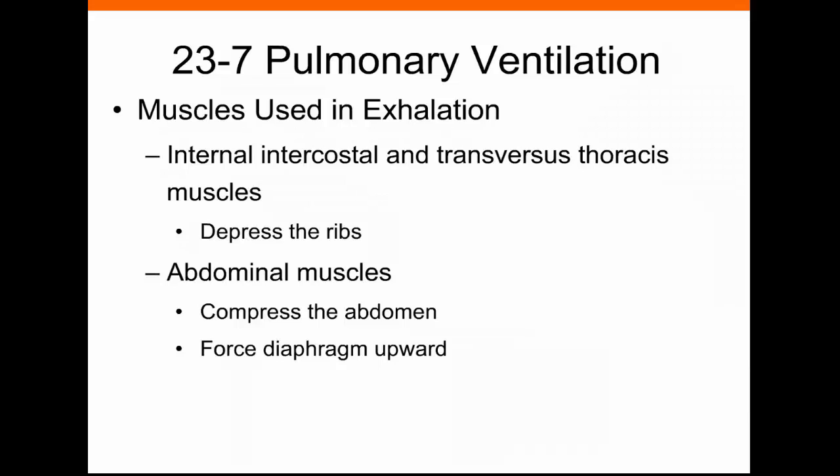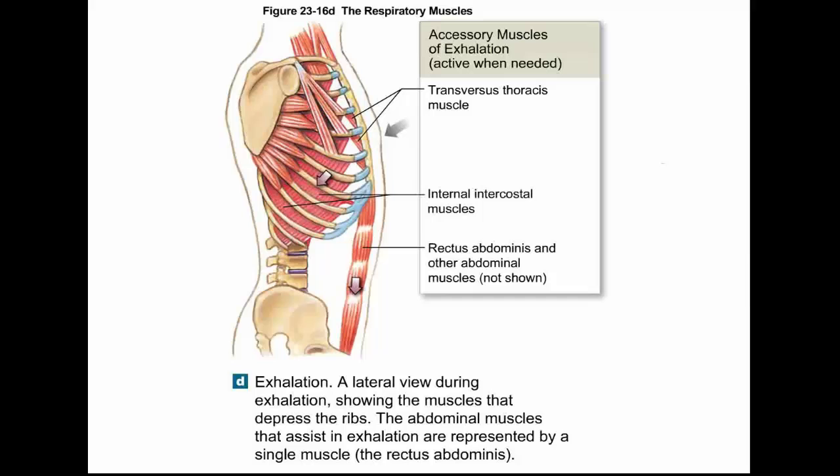Muscles used in exhalation: the internal intercostal and the transverse thoracic muscles depress the ribs. The abdominal muscles compress the abdomen and force the diaphragm upwards. So here we have a diagram showing you again with exhalation. So with exhalation, the diaphragm moves upwards, decreasing the area of the thoracic cavity, forcing air to be under higher pressure, and the air in the lungs moves out into the environment.